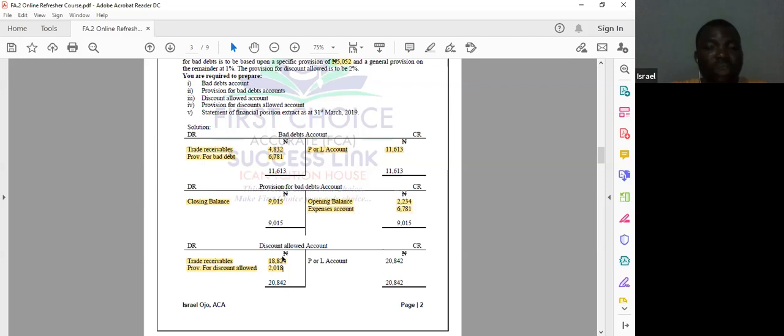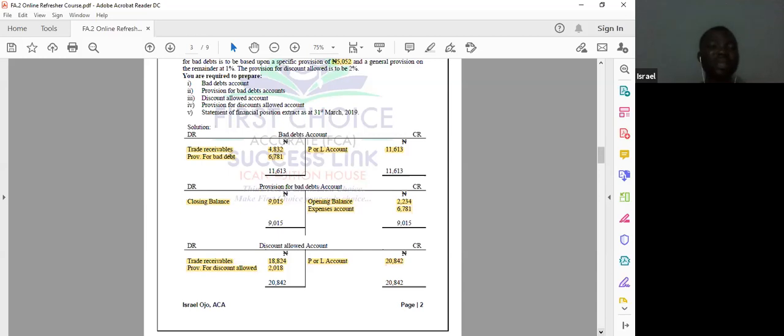So then add it up together. The final one will now be transferred to where? To the profit or loss account. It will now be transferred to the profit or loss account. So under the profit or loss account, on the expenses side, you now see discount allowed 20,842. Now, the next thing for us to prepare is we are asked to prepare an extract.